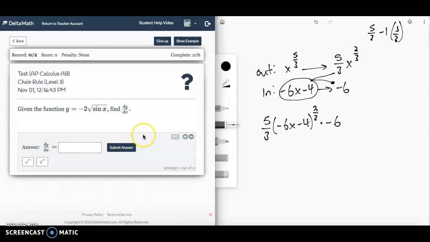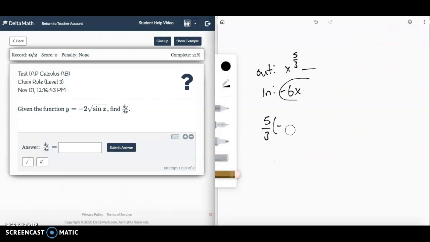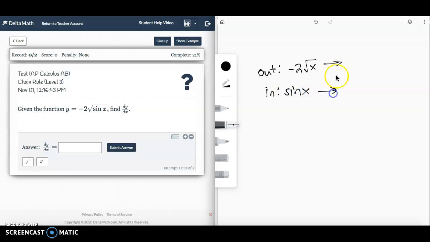Let's do level 3. Alright, let's do one of these bad boys. In level 3, it looks like we're involving some radicals, and some trig stuff going on. So my outer function is negative 2 square root of x. My inner function is sine of x. If I rewrote this first as negative 2x to the 1/2, I would get negative x to the negative 1/2. Bring down your 1/2, 1/2 and 2 cancel. So then I really do have negative 1 over the square root of x. Derivative of sine is cosine.